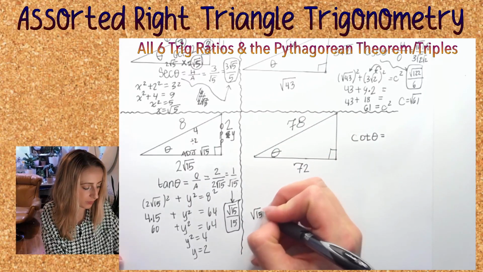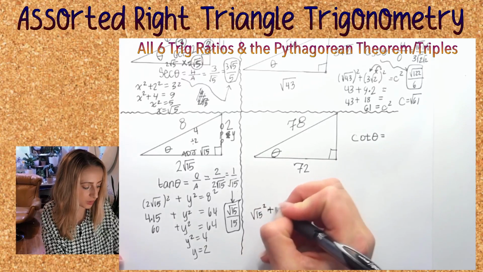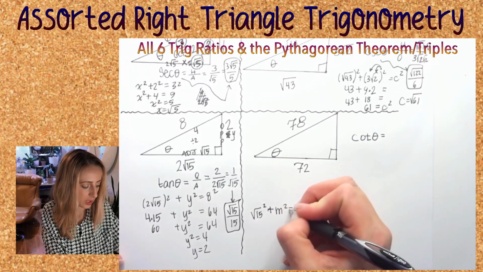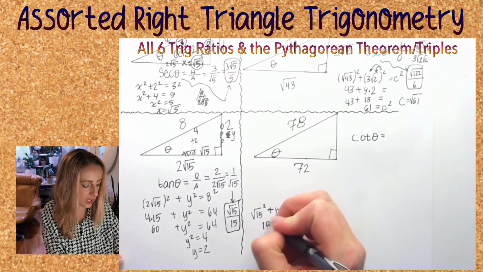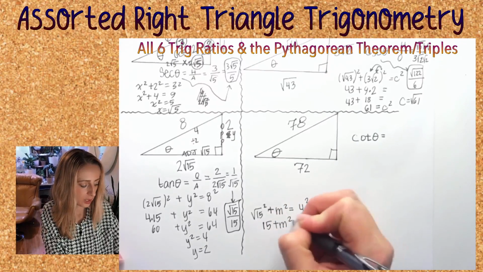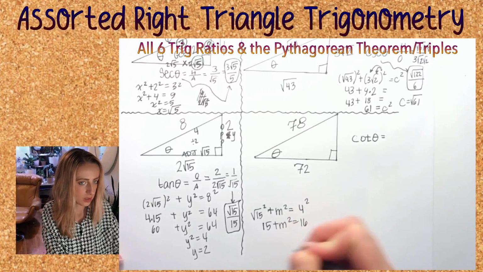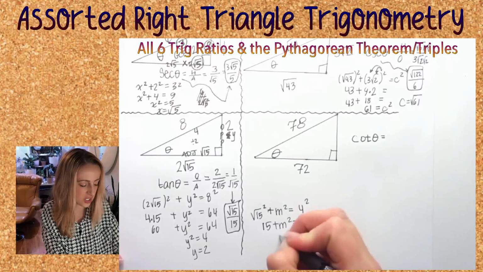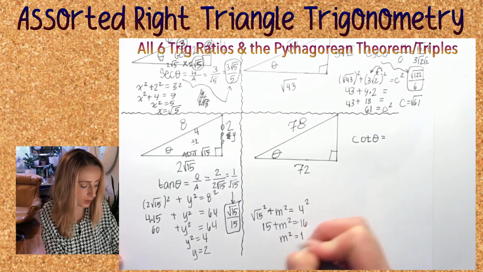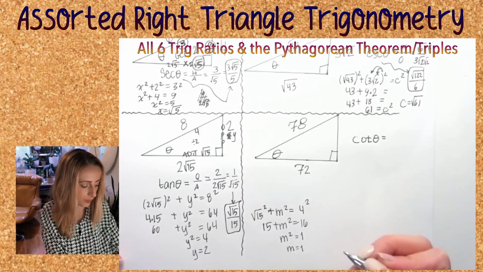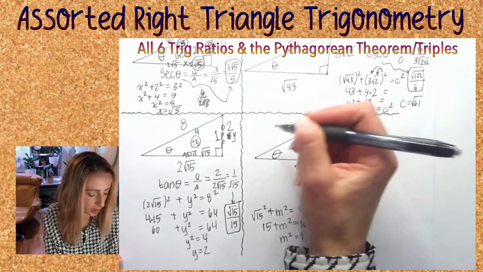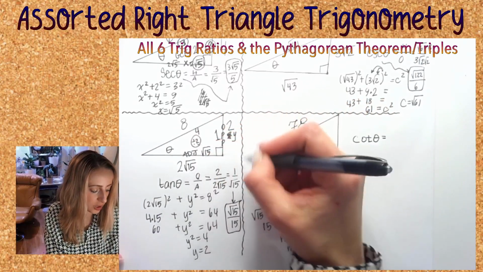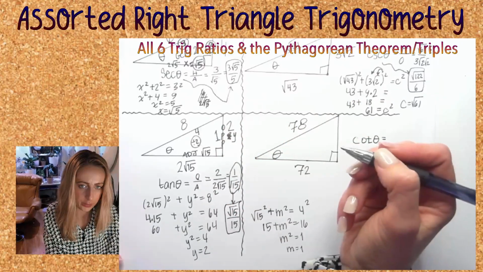Root 15 squared plus, I'm just going to call it m squared because it's a little different, equals 4 squared. Root 15 squared is 15 plus m squared is 16. Subtract 15, m squared is 1, so m is 1. So I would have gotten 1, that's when I divided by 2. And if I did opposite over adjacent, I would get 1 over radical 15.